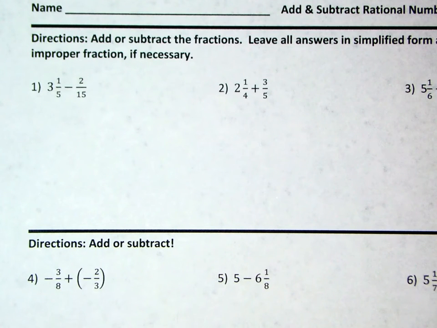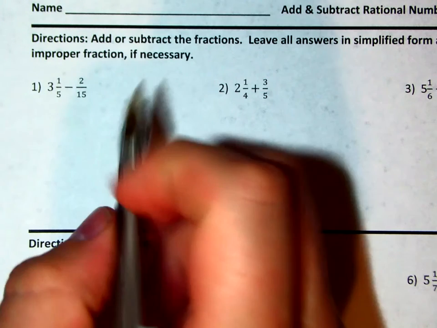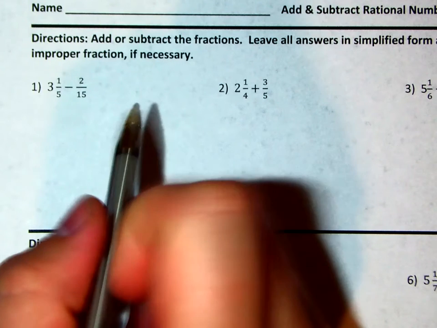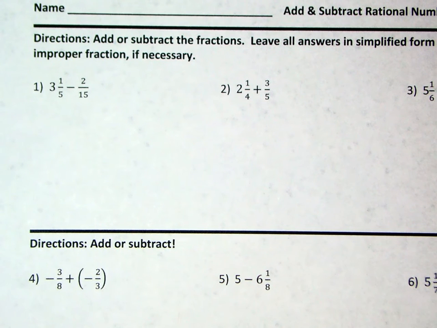Tonight we're focusing on another important skill, adding and subtracting rational numbers that are fractions. In our first example, we have a mixed number. Mixed numbers can be complicated, especially to subtract, if we don't remember to turn them into improper fractions. So for our first problem, number 1, we're going to turn the first term into an improper fraction.